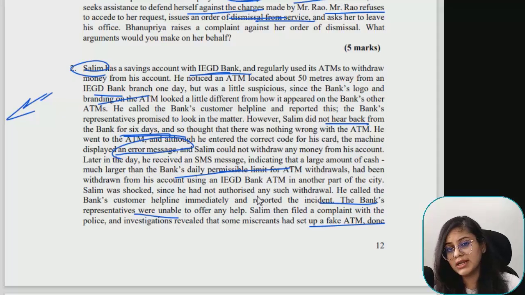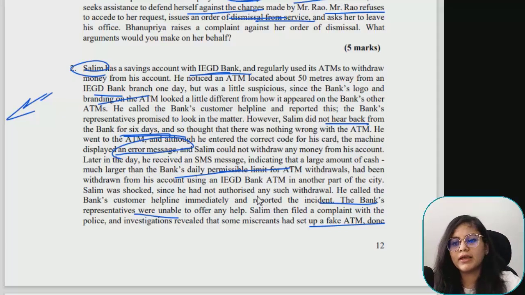Firstly, they did not inform Salim. Secondly, they did not check whether the ATM is correct or not. Then further, they have also been negligent in that the withdrawals have exceeded the limit that was authorized by Salim. How could it happen? Banks should have taken care of that as well. How did they allow a withdrawal more than what has been authorized? So here the bank will be held liable.